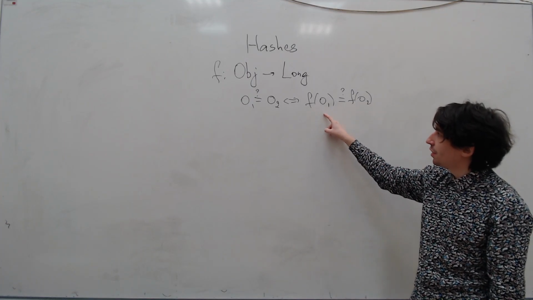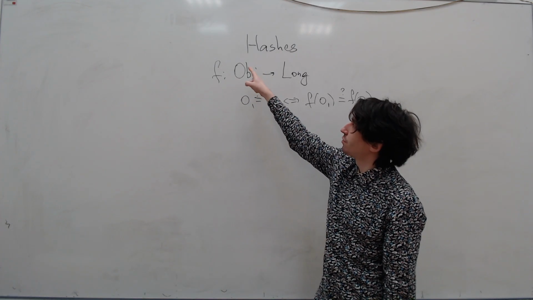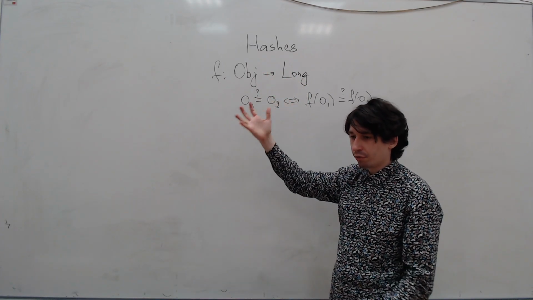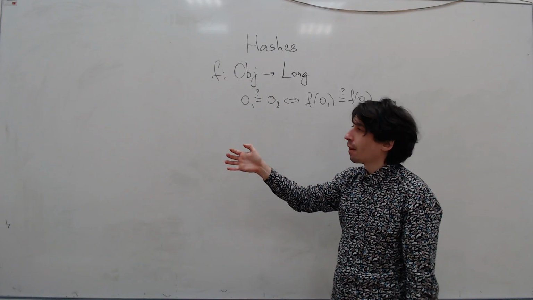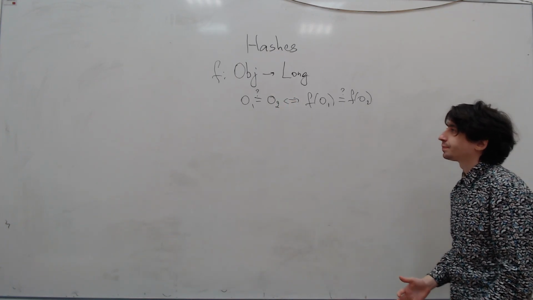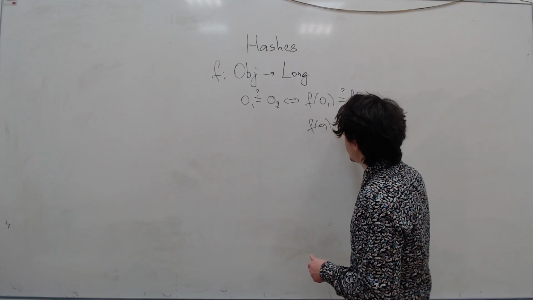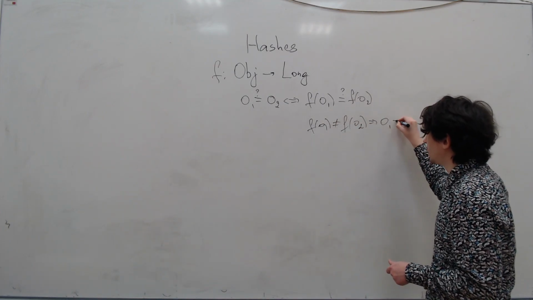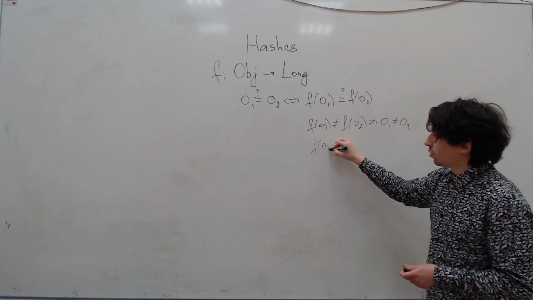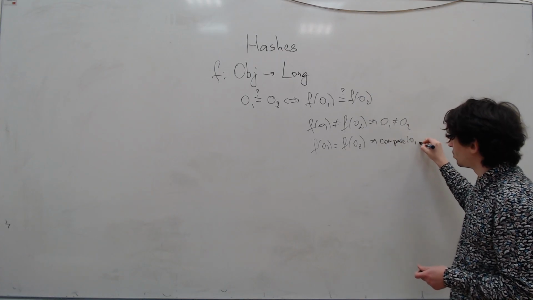While if they're equal, you cannot be sure that they're equal on their own, because the function takes from objects to the long, and typically the number of objects can be infinite, while the long value is finite. So you can say if f of O1 not equals f of O2, then O1 not equals O2. This you can tell for sure. But if f of O1 equals f of O2, you should compare O1 with O2.